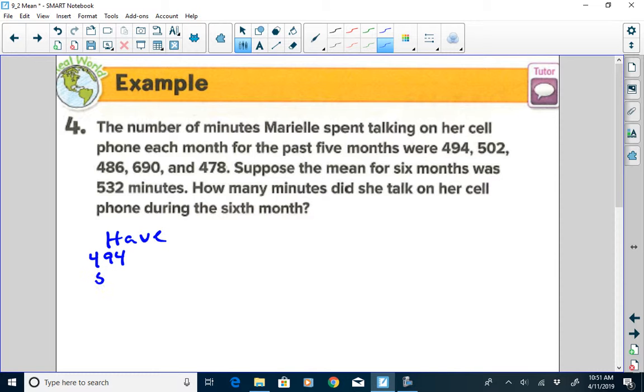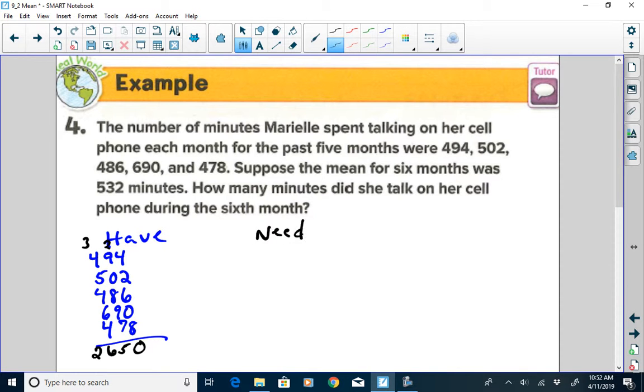So we have 494, 502, 486, 690, and 478. That's what we have. We find the total. 4 and 2 is 6, and 6 is 12. 12 and 8 is 20. 0 carry the 2. 2 and 9 is 11. 11 and 9 is 20. 8 and 7 is 15, so that's 35. Carry the 3. 3 and 4 is 7, and 5 is 12. 12 and 10 is 22, and 4 is 26. So we have 2,650 minutes.